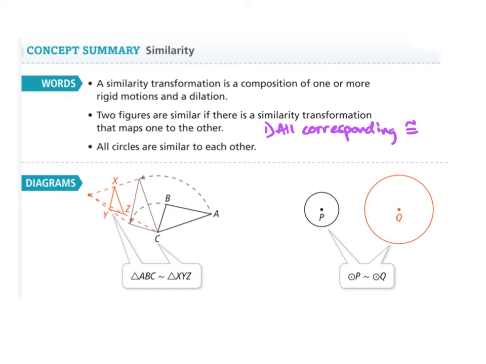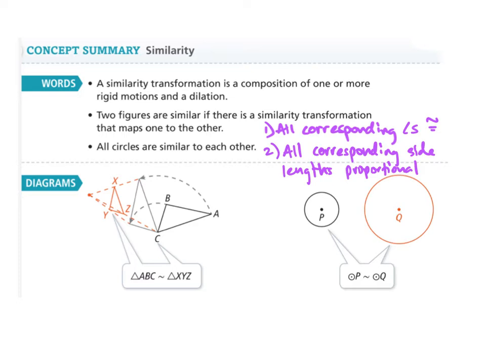So all corresponding angles congruent. Oops, I forgot to put the angles in there. Let me just modify what I wrote. And then the second thing that will always be true if two figures are similar is that all corresponding side lengths or distances will be proportional. What does proportional mean? It simply means that whatever we multiply one side length by to get its new length, we multiply all the side lengths by that scale factor to get their new lengths.